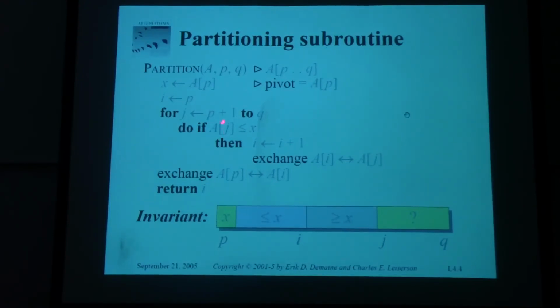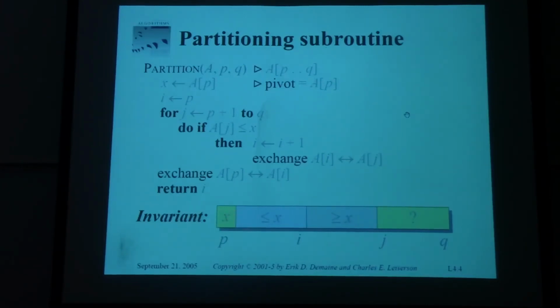So if AJ is less than or equal to X, then I is moving to the right. So imagine, for example, that X is equal to 5 and the next element is equal to 4. So I is equal to P, J is equal to P plus 1, X is equal to 5, and the next element over is equal to 4. So is AJ less than or equal to X? Yes, because 4 is less than or equal to 5. Therefore, what's going to happen? I goes on top of J.